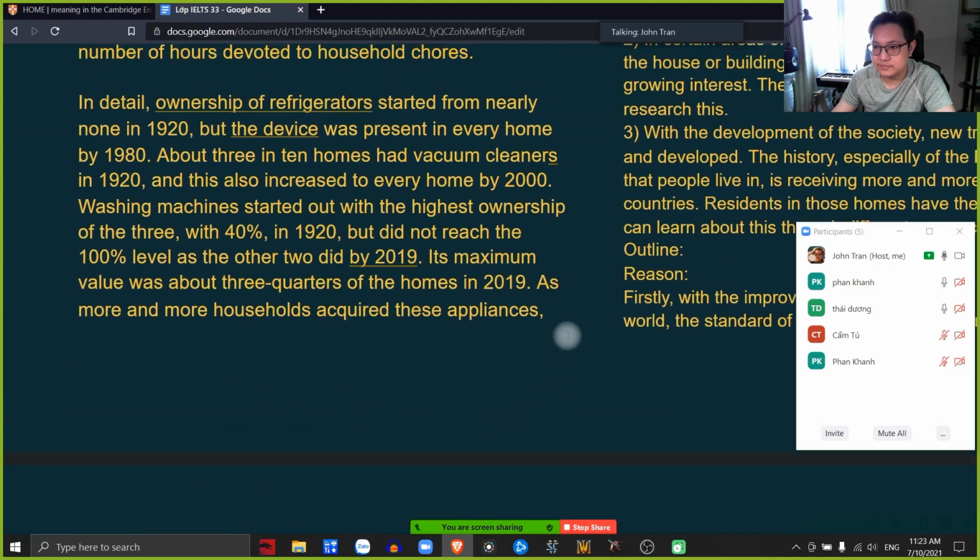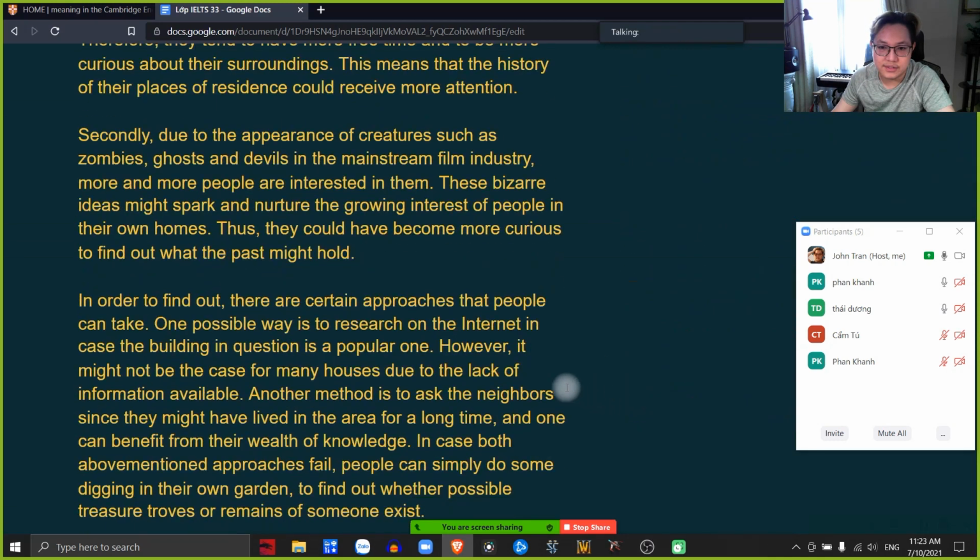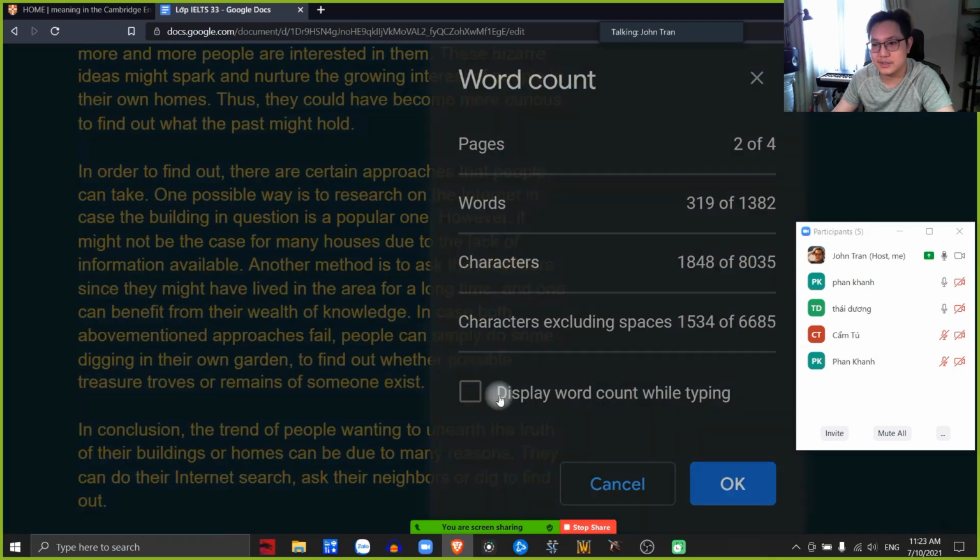Okay, I think that's good enough. Now, if I take this whole thing and see how much, 319. 319 might seem a lot. If I did not mention the third method people can do to find out, it should be about 280.